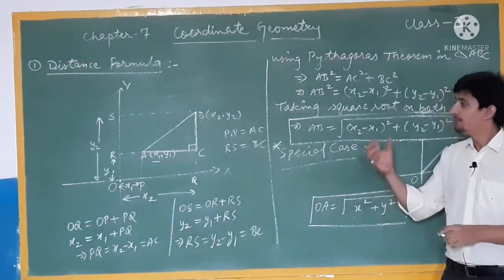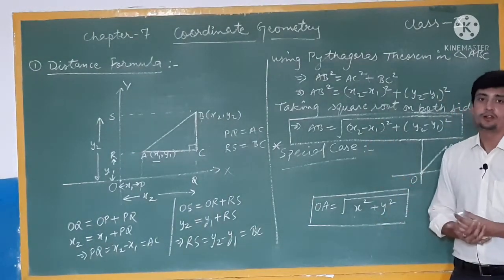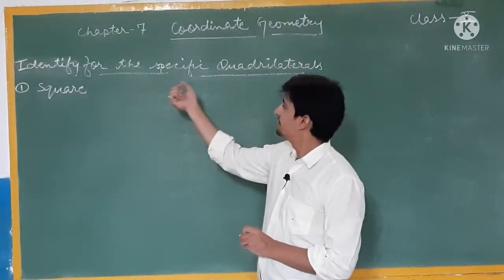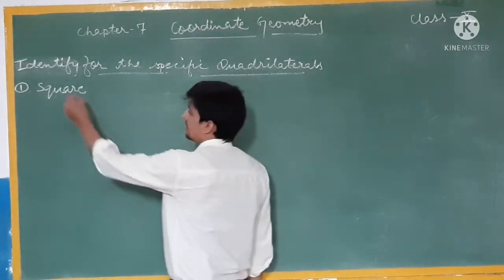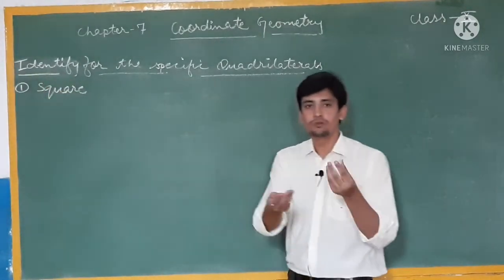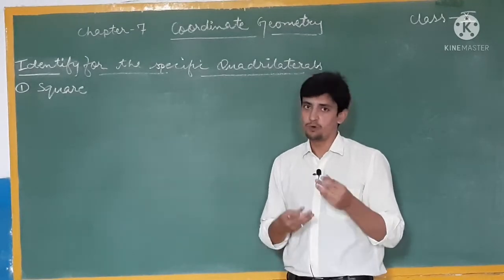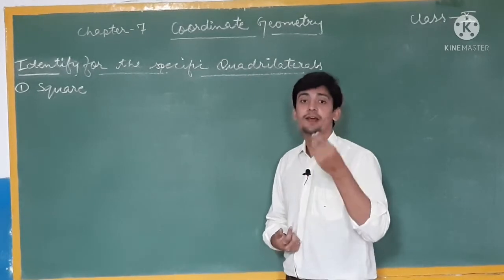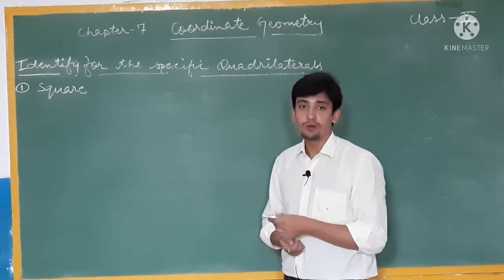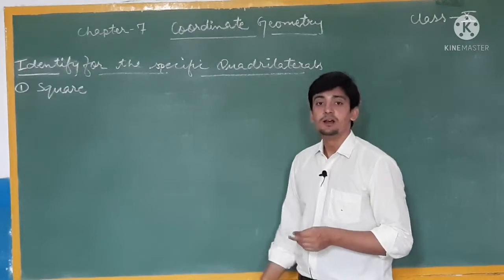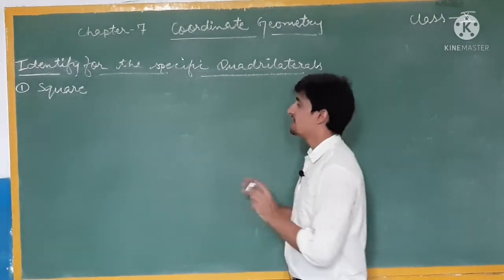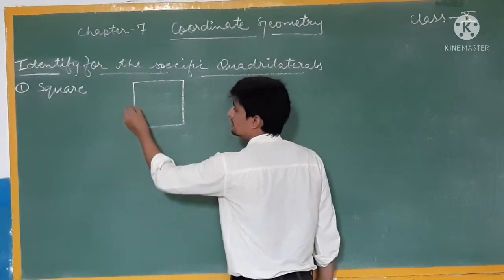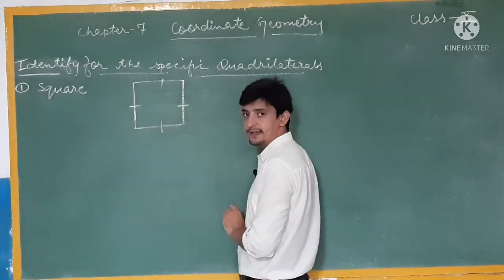By this formula you have to find the distance between any two coordinates, or we can say any line segment. Now, identifying a specific quadrilateral. Let's suppose we are given 4 points and their coordinates. Then we have to identify whether it is a square, rectangle, rhombus, or parallelogram. First of all we will talk about the square. We will talk about the sides only. In a square, all sides are equal.